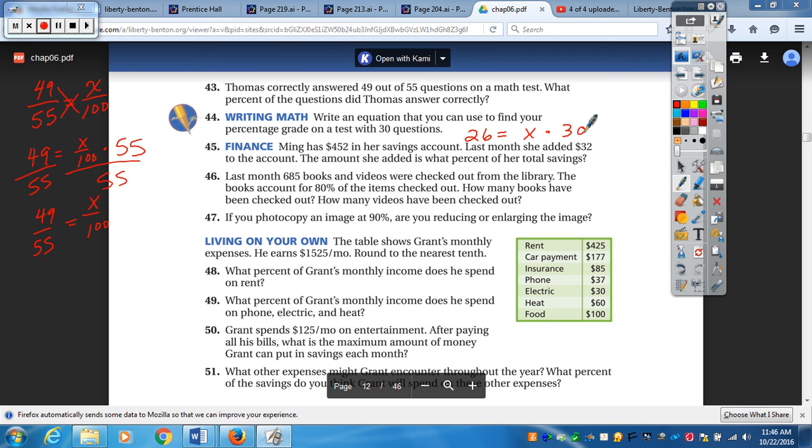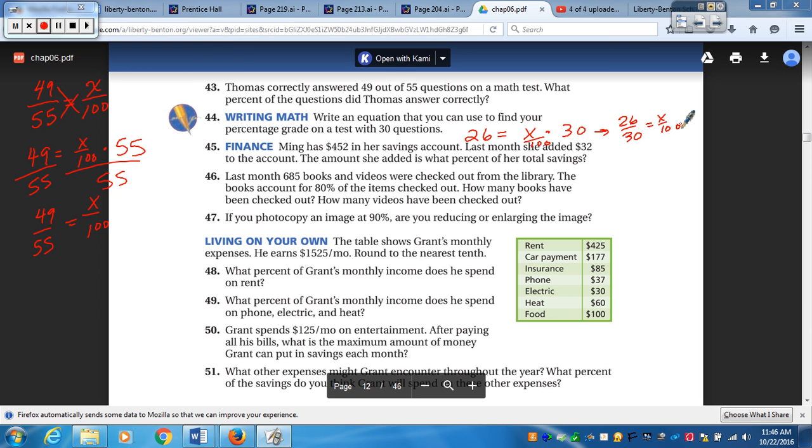Okay, so what percent times 30? Well, if you divide 26 by 30, and you can put this over 100 if that helps you, if you divide 26 by 30 and then you multiply by 100, you're going to end up having your answer as your percentage.